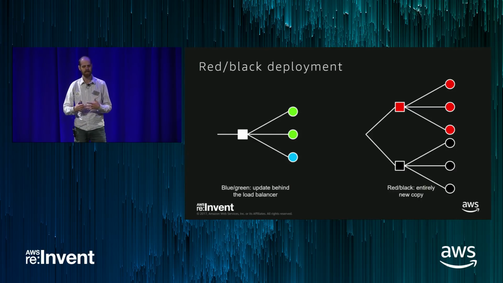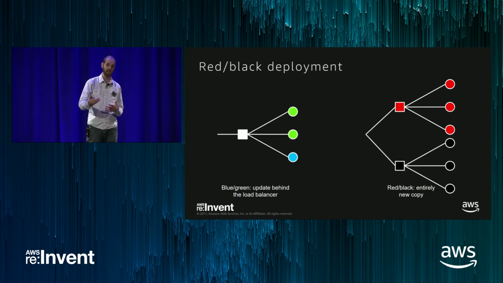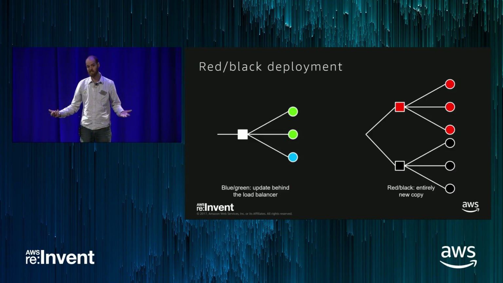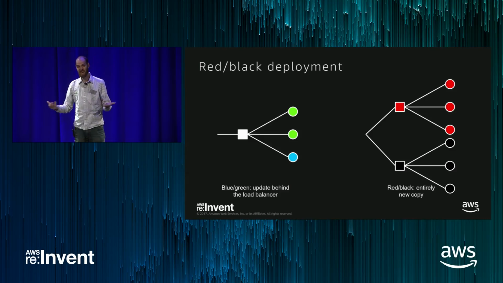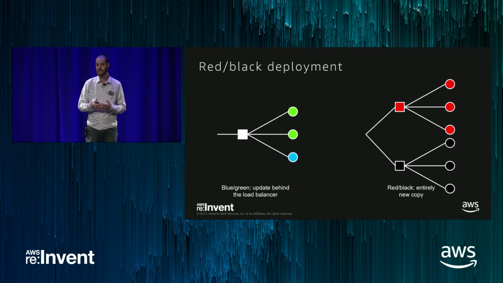Again, we started this very early, and there were no canaries, there were no weighted aliases in Lambda. And so we took a look at this and said, well, if we stand up an entirely new copy, that's okay. It's serverless, we don't pay for idle, so we're not paying anything to stand up that new copy. We can keep extra copies around, it's not a problem.